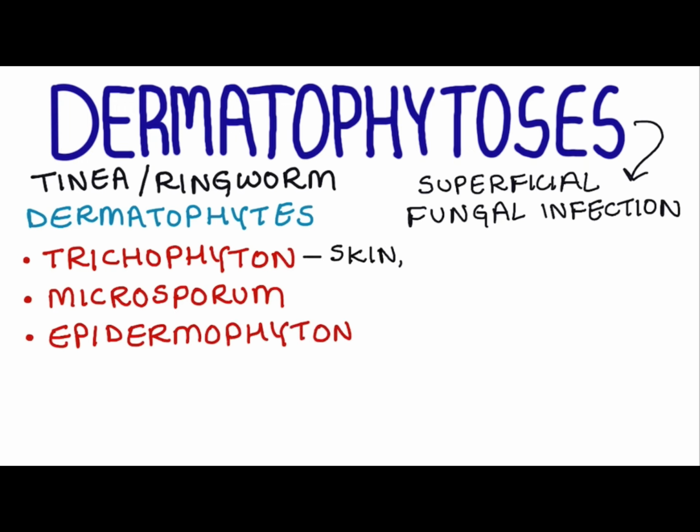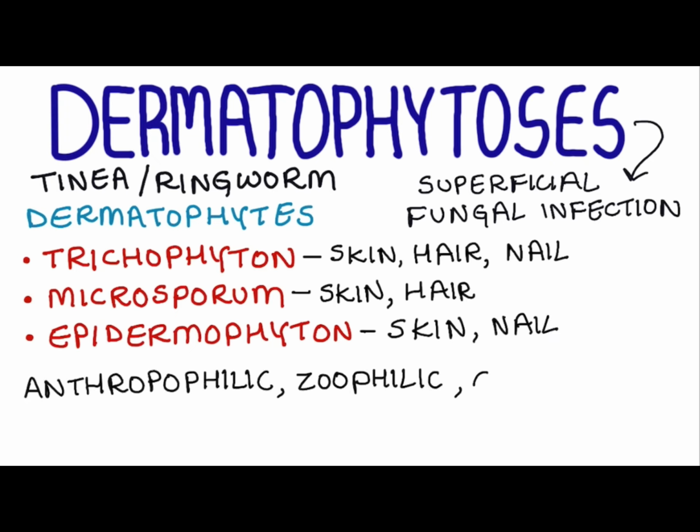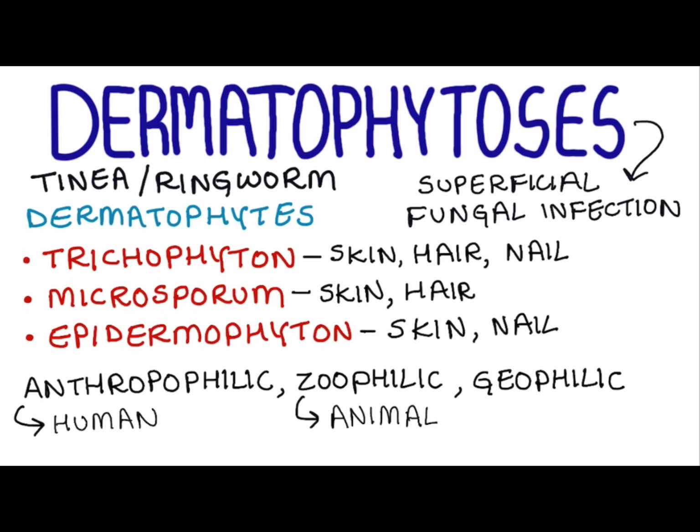Trichophyton infects skin, hair, and nail. Microsporum infects skin and hair, while Epidermophyton infects skin and nail. They are classified as anthropophilic, zoophilic, and geophilic depending on their habitat. Anthropophilic dermatophytes exclusively infect humans, zoophilic infect the animals, and geophilic are isolated from the soil.